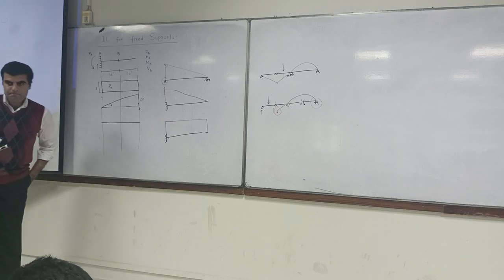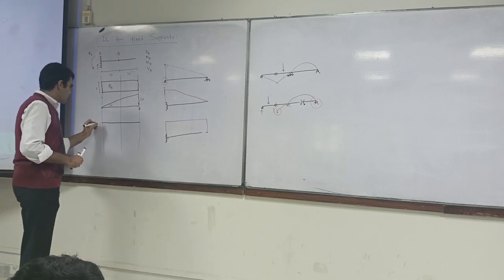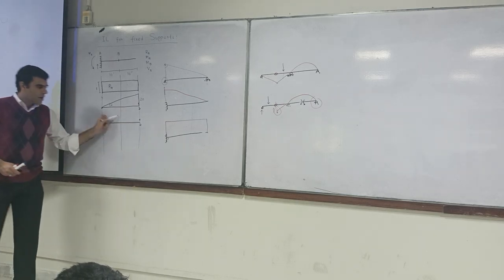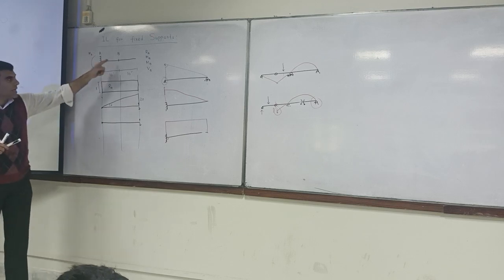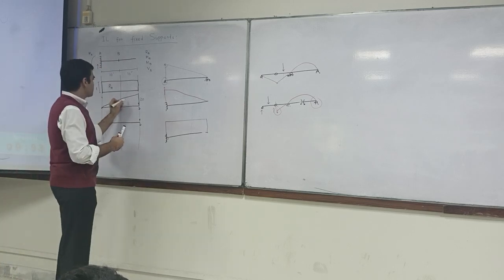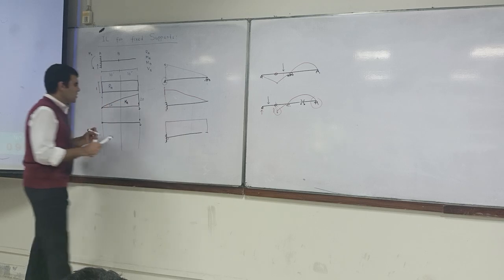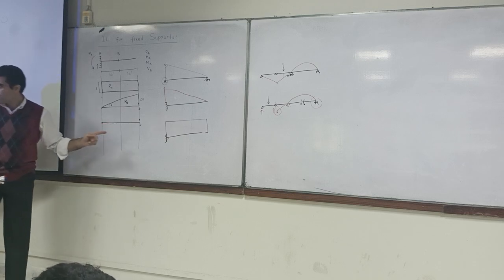Then we would have now MB. In the case of MB, what should we do? This one can't move. This can move up and down. What do you think? We are not going to violate any kinematic condition. You are finding MB or BB? MB. This is our MA. This is MA. MB. What should I do?